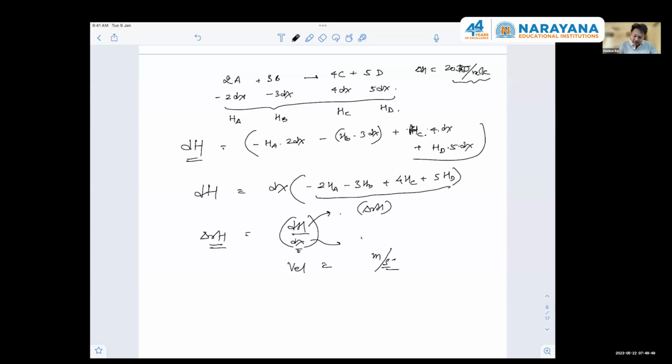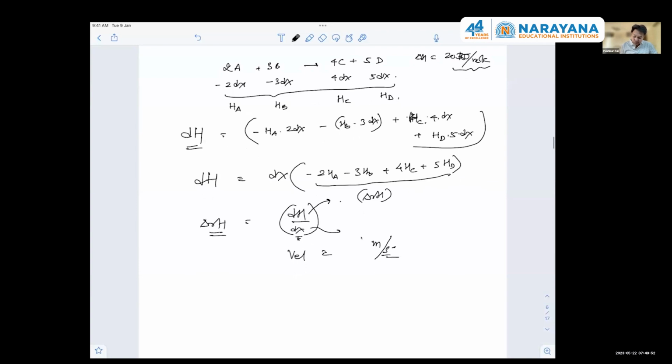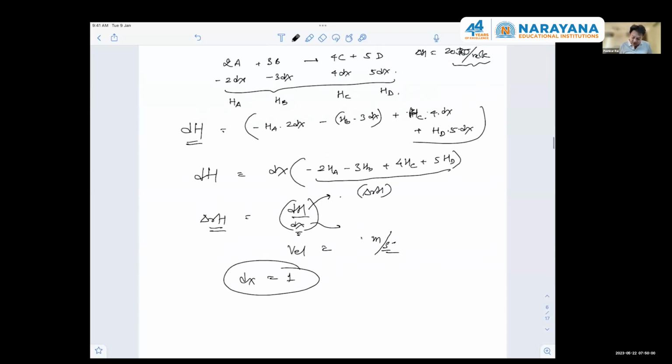Now, literally that means what? Use one more thing. See, if dx is equals to 1, what is the meaning? If dx is equals to 1, that means 2 moles of A will react, or 3 moles of B will react, or 4 moles of C will be formed, or 5 moles of D is formed. This is the idea of the extent of reaction.